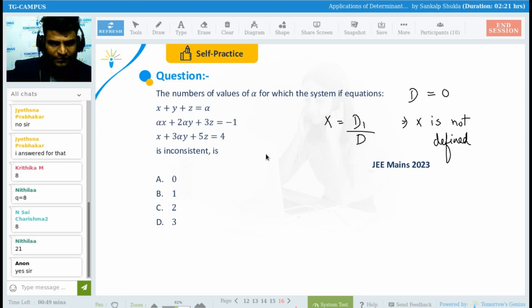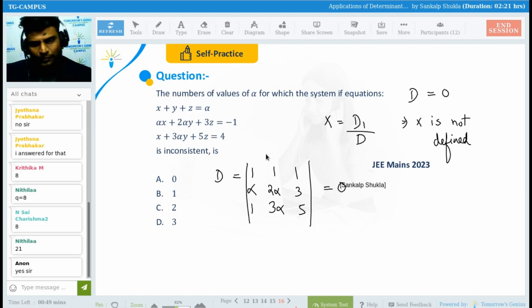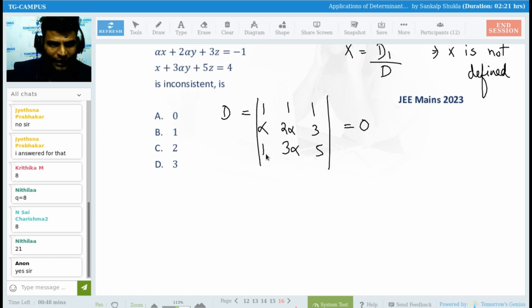So what will be the value of d in this case? It is 1, 1, 1, alpha, 2 alpha and 3. And again 1, 3 alpha and 5. This you have to put equal to 0. So that means alpha is equal to, find what is the value of alpha. Okay, I can do one thing before expanding this determinant.